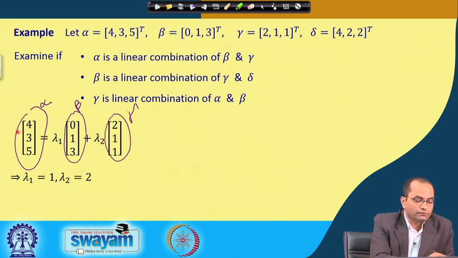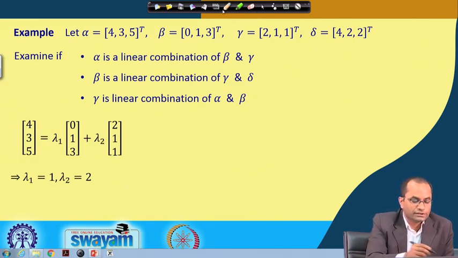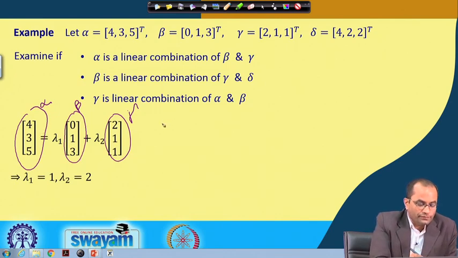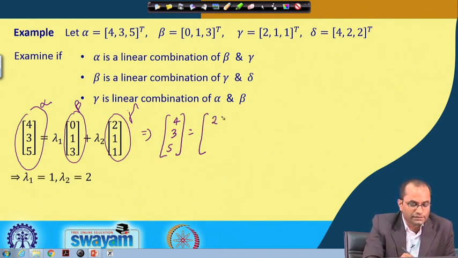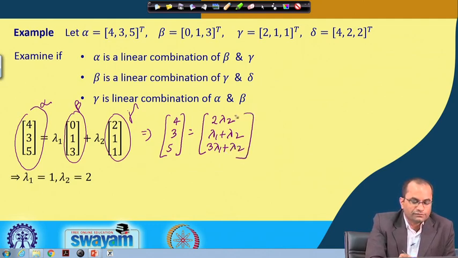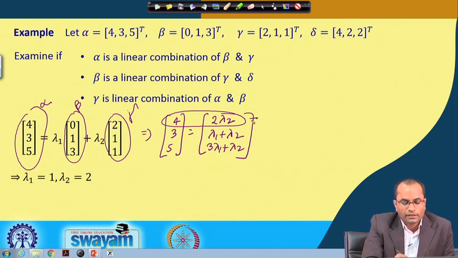And we have to solve this system of linear equations, which we can simplify a little bit. On the left hand side we have 4, 3, 5, that is a vector. On the right hand side, the first equation is lambda 1 times 0 plus lambda 2 times 2, so we have basically 2 times lambda 2. The second equation will be lambda 1 plus lambda 2, and then we have 3 lambda 1 plus lambda 2. So, these are the equations. The first equation says that 2 lambda 2 is equal to 4, where we get lambda 2 is equal to 2.